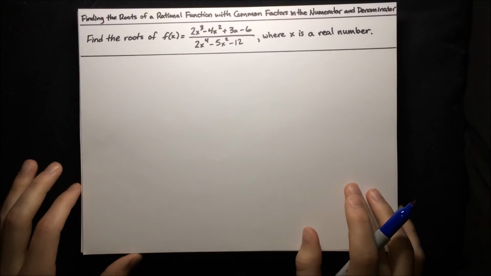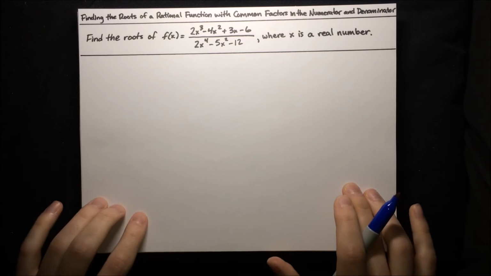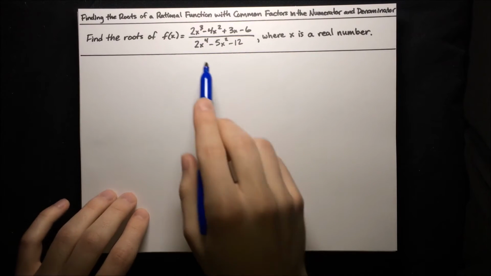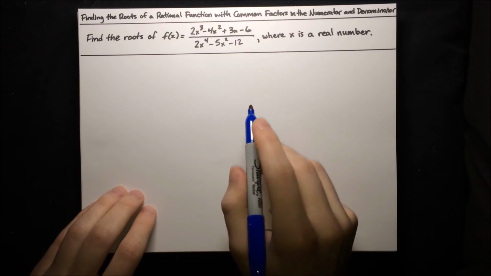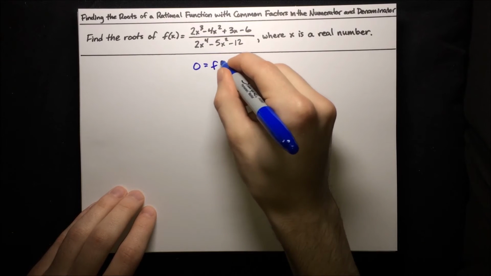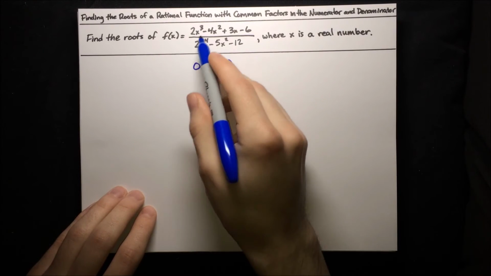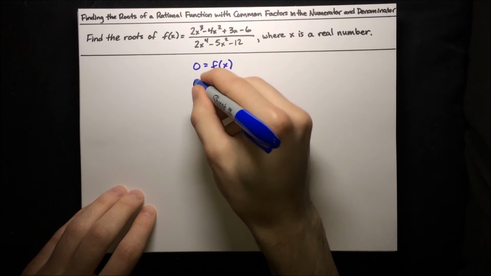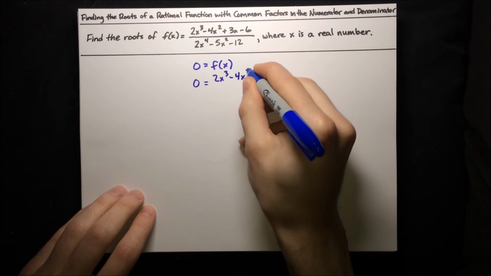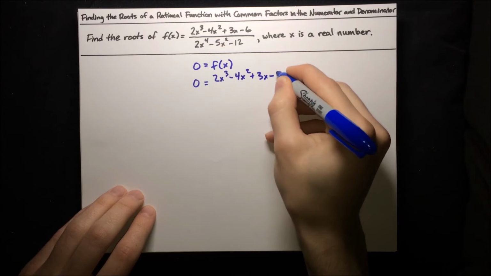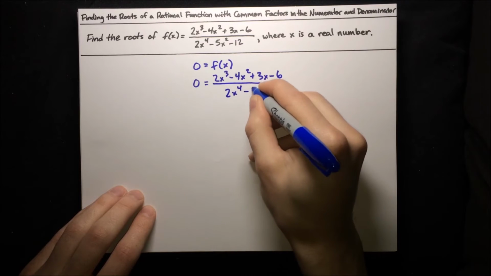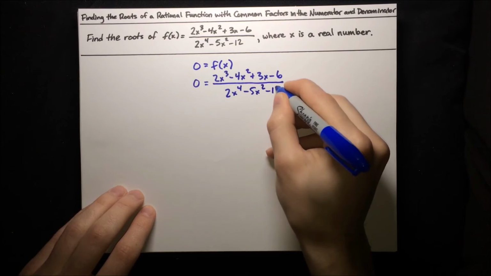Here's another example. This time it's a bit tougher. We've got a cubic over a quartic. Okay, so let's go ahead and try to find the roots. So remember, to find the roots, we're just setting f of x equal to 0. 0 equals f of x, and we'll plug in our expression here for f. So 0 is equal to 2x to the third minus 4x squared plus 3x minus 6, all over the quartic 2x to the fourth minus 5x squared minus 12.